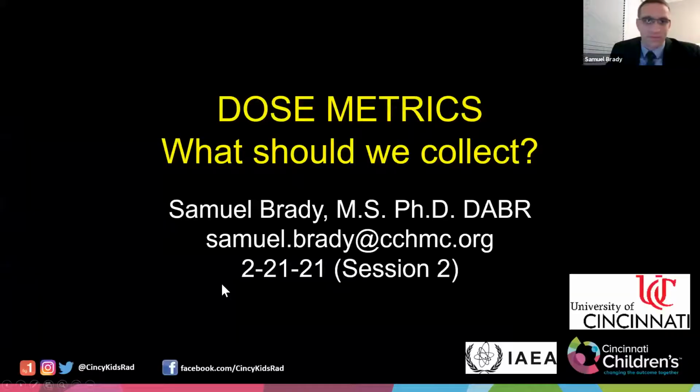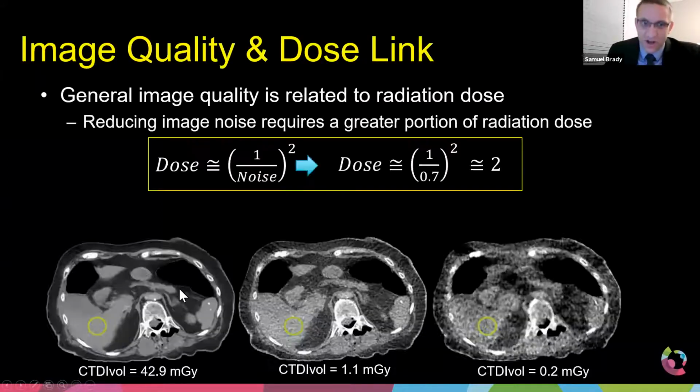So here we go. The second topic for today is dose metrics. We started off talking about how image quality impacts dose. You can see here I changed the equation. I did a little bit of algebra and moved dose from down here in the denominator over. Now you can see the same effect, but from the other side of the equation. If you want to reduce noise by 30%, it requires you to double your radiation dose.